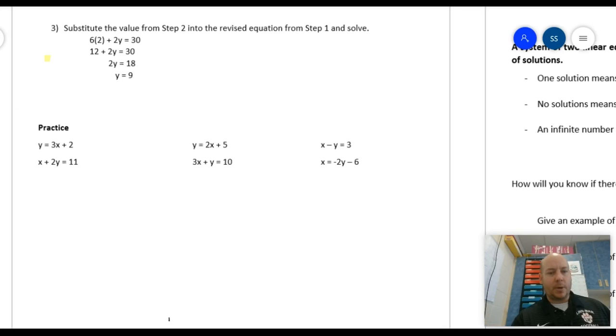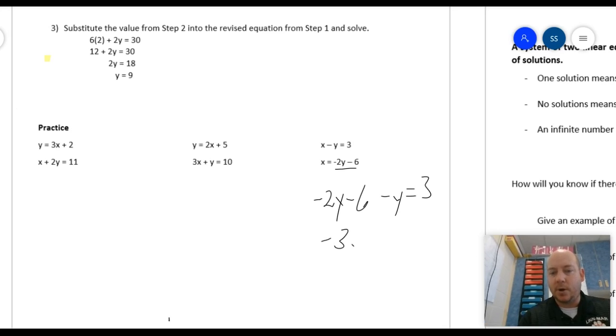Now, if we think about what we did on the previous ones, I knew what y was, so I substituted my value in for that. So I know what x is in this case. I know x is equal to negative 2y minus 6. So I'm just going to substitute that into my first one, okay? So x minus y equals 3. So negative 2y minus 6 goes in where x is, minus y equals 3. Okay, combine like terms, negative 2y minus 1y is negative 3y minus 6.